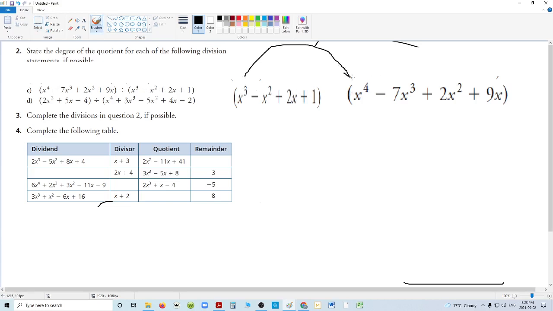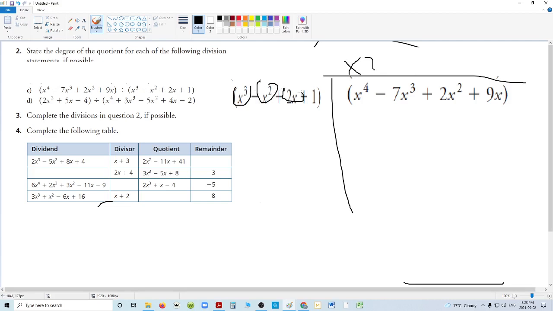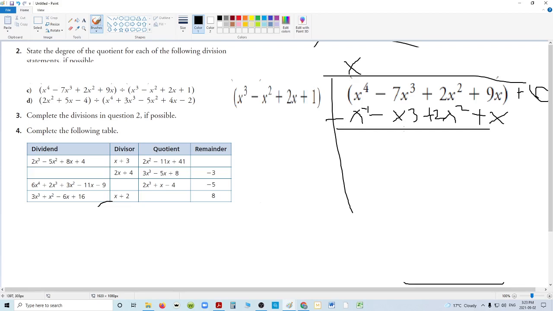Okay, x cubed goes into the x to the 4. How many times? x times. Now, do I have each term? Yep, I do. So x times here, and I get x to the 4 minus 7x cubed, minus x cubed plus 2x squared plus x. And there's no 0 here, so you're going to add a plus 0 here. When I subtract it, I get 0.